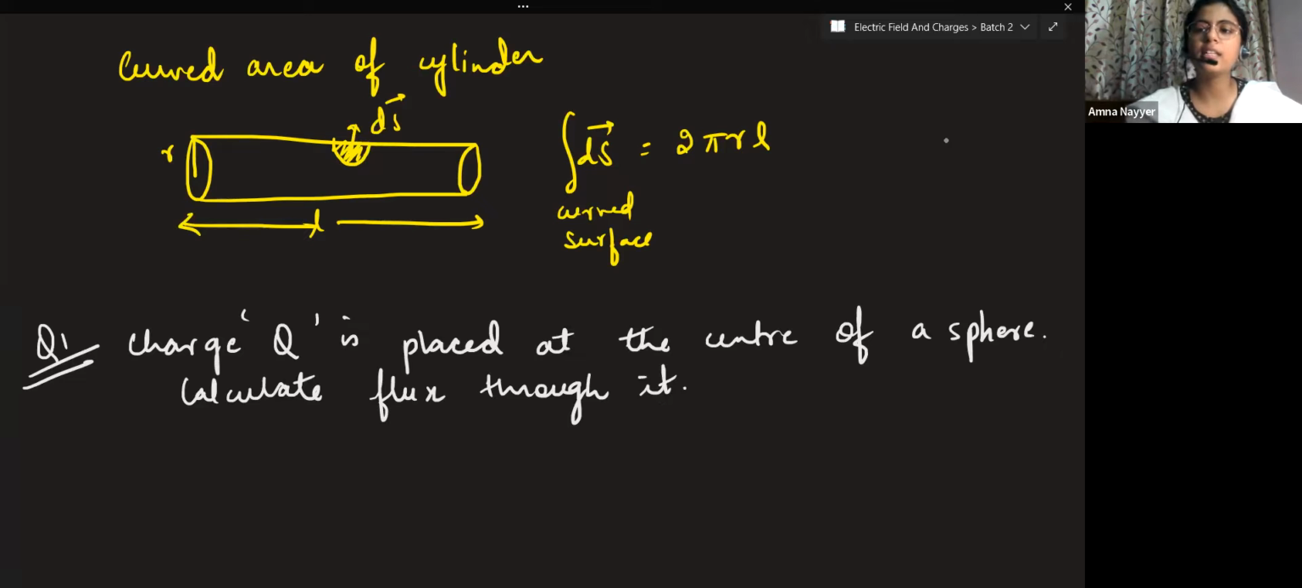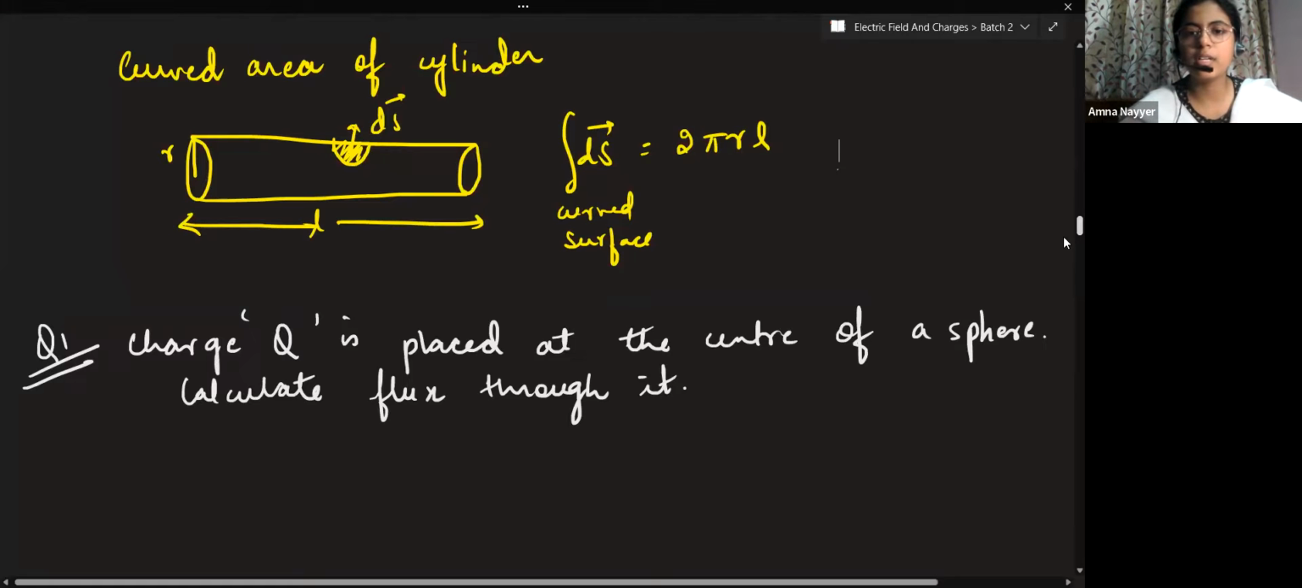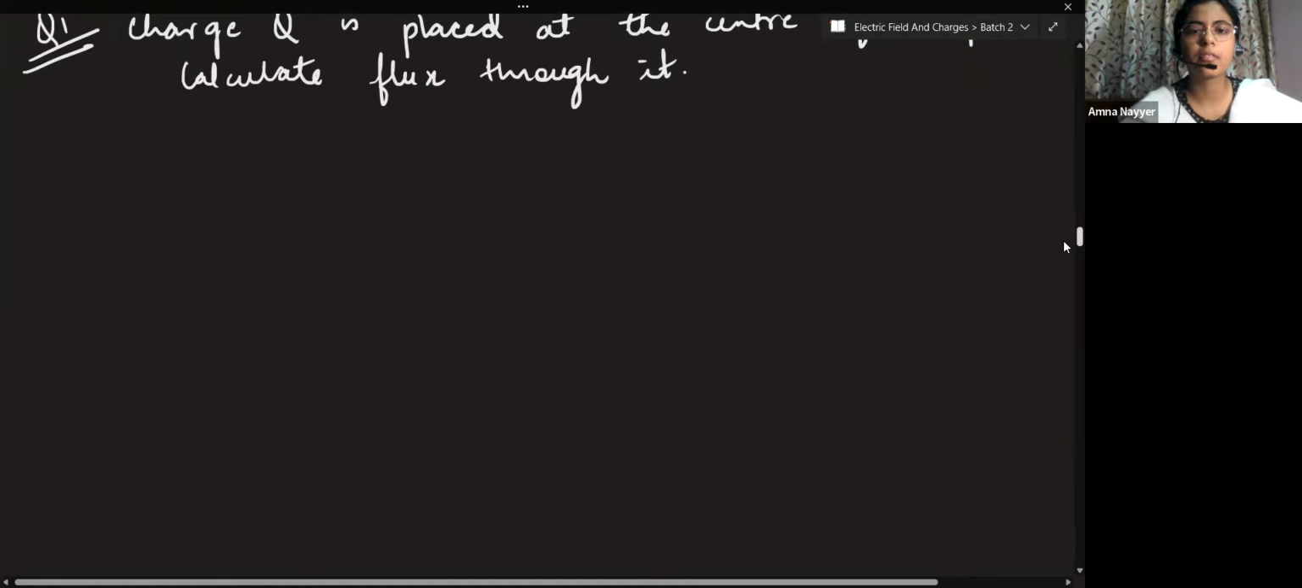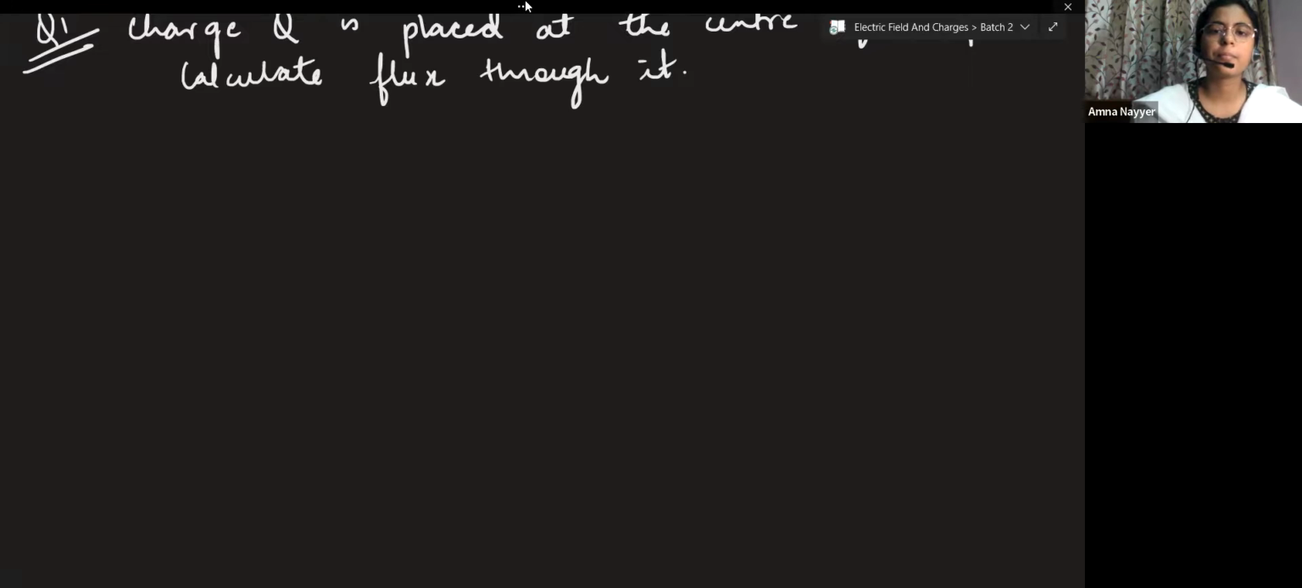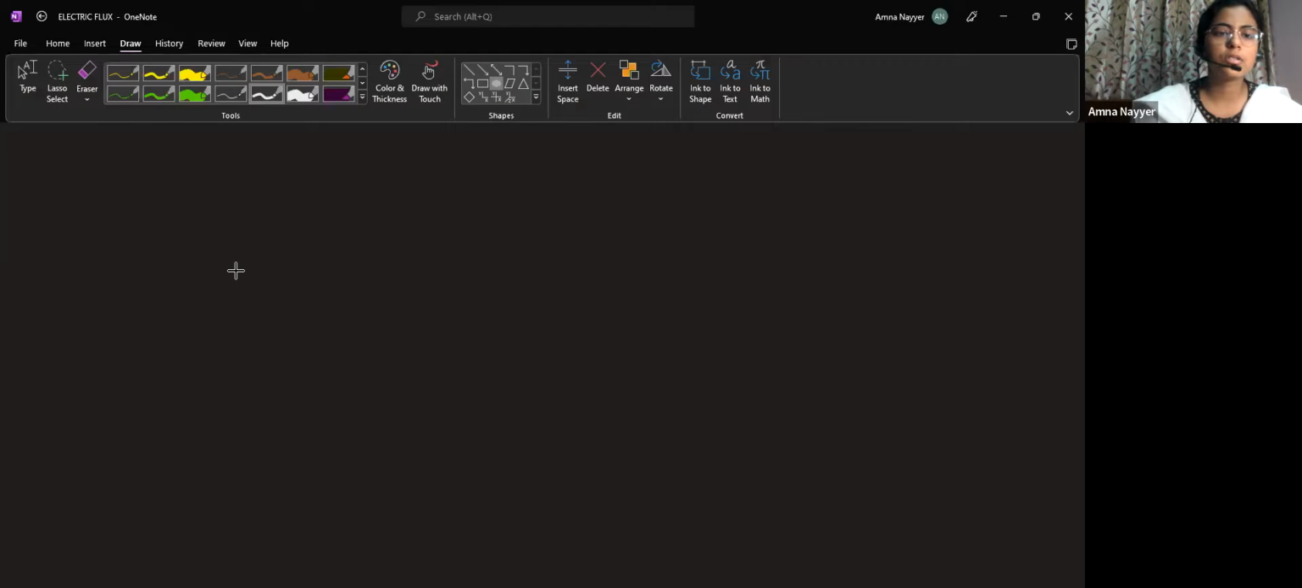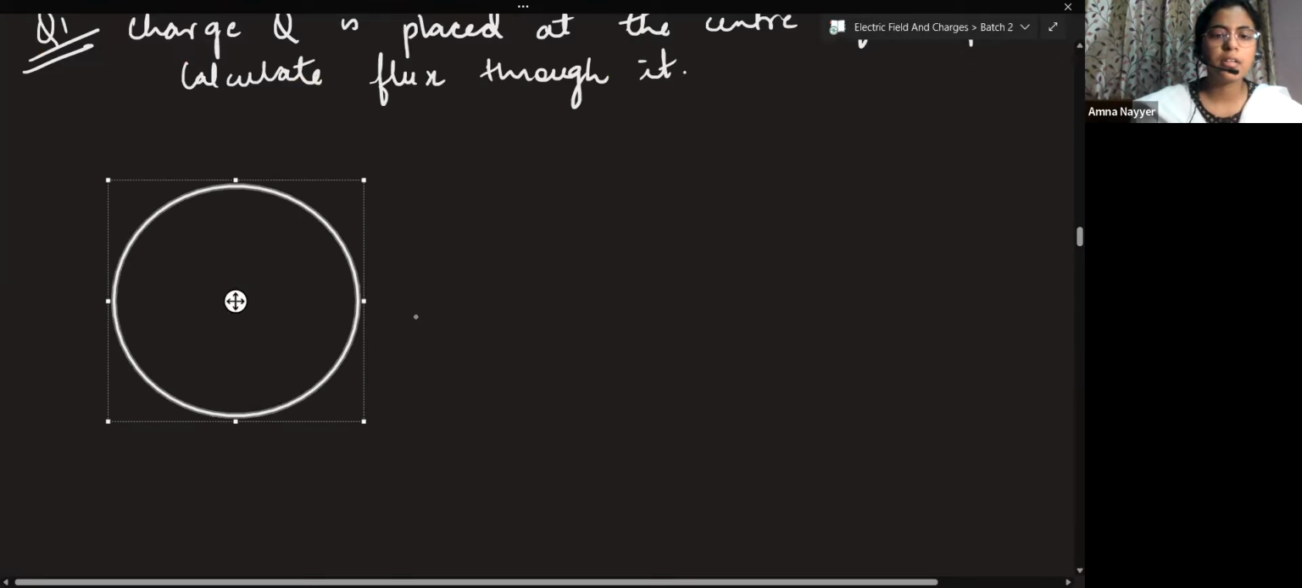We have to calculate the flux through it. So how will we solve it? So this is your sphere. It must be having its radius. Let's say capital R is the radius of the sphere.